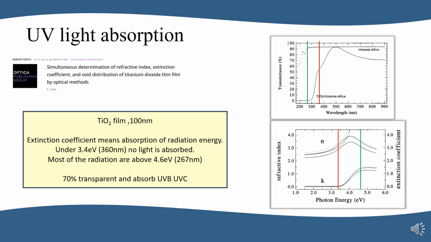Then the second property is UV light absorption. Titanium dioxide is a material that can absorb UV light efficiently. The graph on the right-hand side is the extinction coefficient. It is an index showing how much light the material absorbs. From the spectra of the extinction coefficient, we can learn that the range with photon energy from 2.3 eV to 4.6 eV is the best for absorption. It shows that light with wavelength lower than 267 nm can be totally absorbed. This is why it is a good material to help protect people against UVB and UVC.